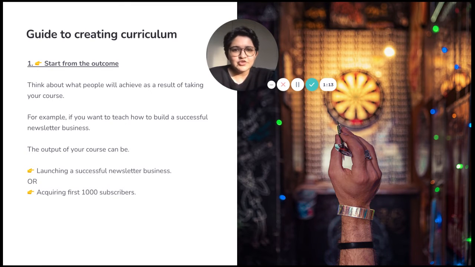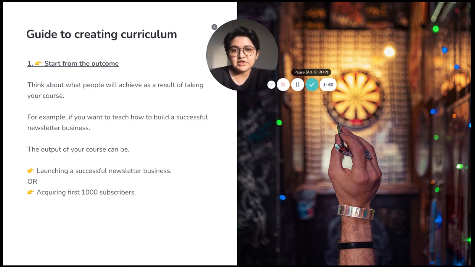Okay, we are going to take a very unique approach here. We will reverse engineer the course curriculum process by thinking about the outcomes first. For example, you want to do a course on launching a successful newsletter. What is the outcome that you want your learners to achieve as a result of taking your course? At this step, maybe take out your handbook or open the note taking application and start thinking about the outcomes.